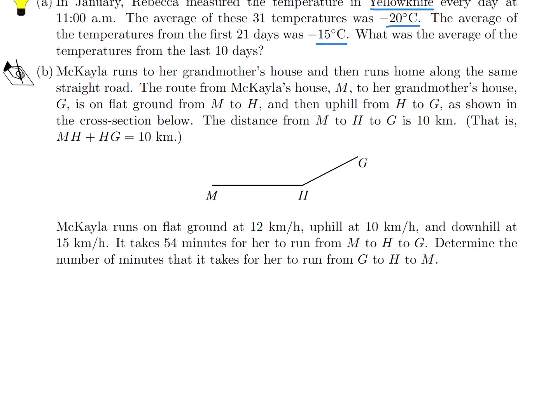Michaela runs to her grandmother's house and then runs home along the same straight road. The route from Michaela's house, M, to her grandmother's house, G, is on flat ground from M to H, and then uphill from H to G as shown in the cross section below. The distance from M to G, that is, MH plus HG, is 10 kilometers. Michaela runs on the flat ground at 12 kilometers an hour, uphill at 10 kilometers an hour, and downhill at 15 kilometers an hour. It takes 54 minutes for her to run from M to H to G. Determine the number of minutes that it takes for her to run from G to H to M.